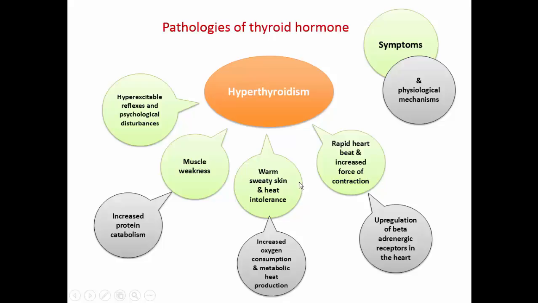We also see warm, sweaty skin and heat intolerance. And this is due to increased oxygen consumption and metabolic heat production as a result of the high levels of thyroid hormone. We also see muscle weakness, and this is due to increased protein catabolism caused by high levels of thyroid hormone. There's also hyperexcitable reflexes and psychological disturbances, and at present the mechanism for this is unclear.